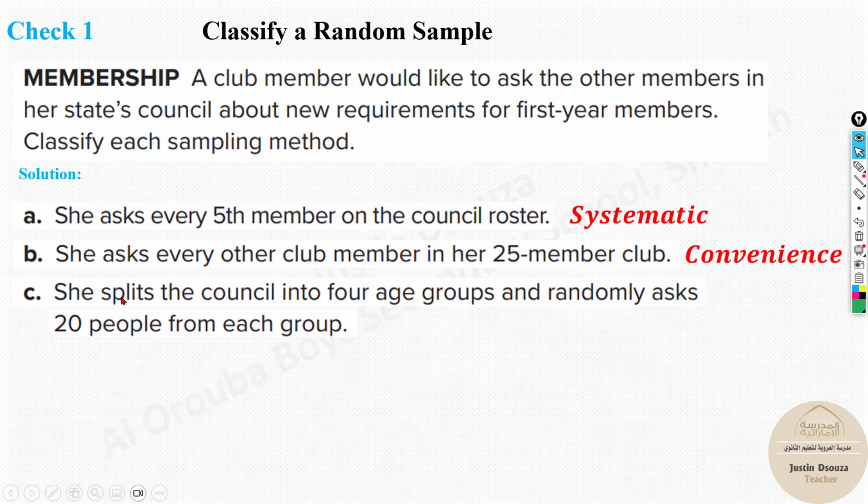She splits the council into four age groups and randomly selects 20 people from each group. This is important. This is stratified. Why? She first splits the council into four age groups and then randomly selects 20 from each group. Now, this is stratified because you're stratifying them into different groups and then selecting.